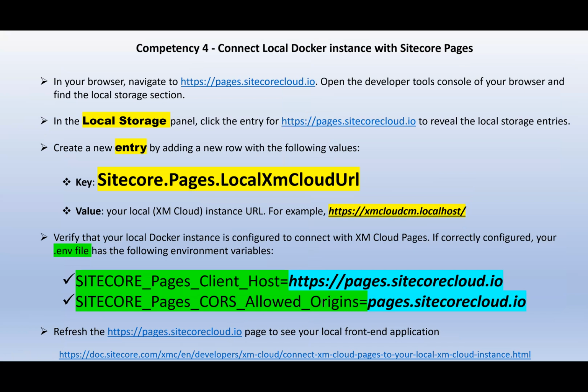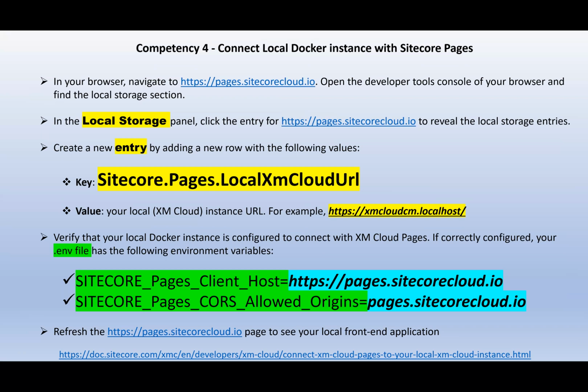In your browser, navigate to pages. So I'm just explaining the whole process. Open the developer tools console of your browser, find the local storage section in the local storage panel. Click the entry for pages.sitecorecloud.io to reveal the local storage entries. Create an entry. This entry should have a key, local XM Cloud URL. Don't get carried away. Just be thorough with this key name and the value.